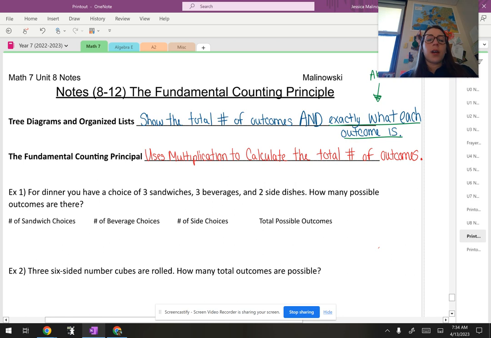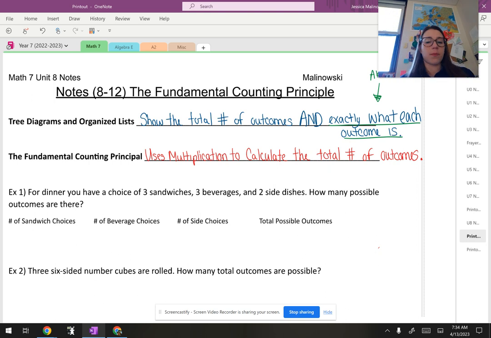So, here we are looking at Math 7 notes for the last lesson in Unit 8. Yay! Maybe. So, this is talking about the fundamental counting principle and compared to what we did yesterday or last lesson with those ridiculous tree diagrams and organized lists. You're going to absolutely love this.